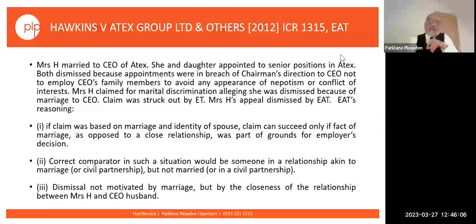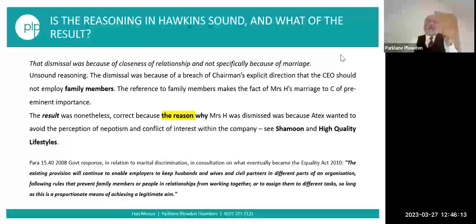Now, I think that this reasoning has got certain problems, which is this. The notion that the dismissal was because of the closeness of the relationship and not specifically because of the marriage cannot stand up, because the chairman's explicit reason, relied upon by both the Employment Tribunal and the Employment Appeal Tribunal, was that the CEO should not employ members of his family. So in Mrs. Hawkins' context, family can only mean marriage.